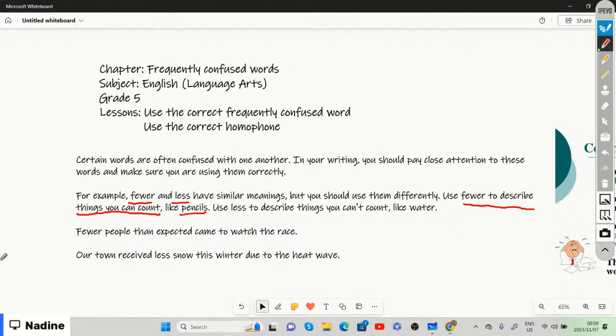Even people. For example, we can say there are fewer people than expected that came to watch the race, because we can count people. It's like saying last week there were 100 people and today there are 50 people, which means there are 50 fewer people than expected.